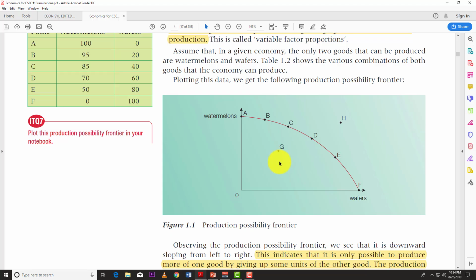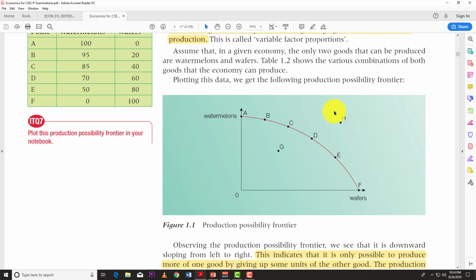You are wasting resources because you can produce further out on the production possibility curve. You can produce at A, B, C, D, E, or F. At point G, you are wasting resources when you just stay there.